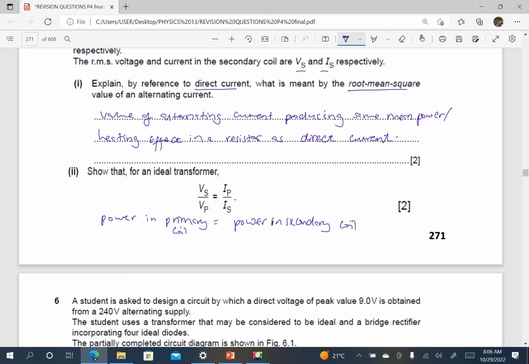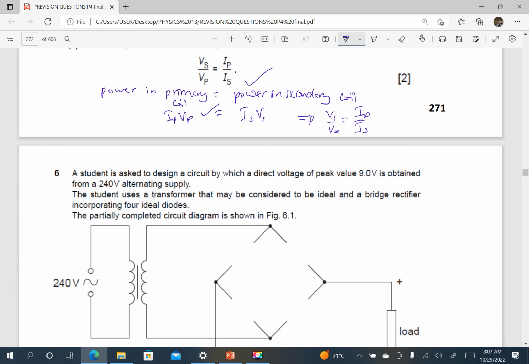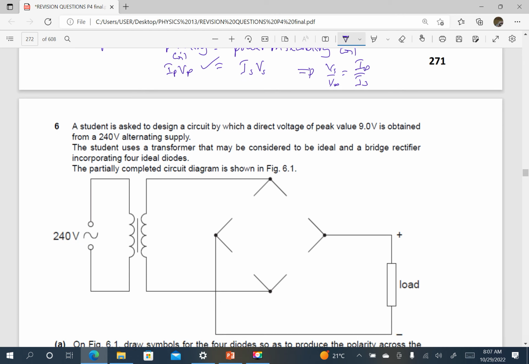This means, since power is IV, we say I primary times V primary is equal to I secondary times V secondary, which therefore implies that Vs over Vp is equal to Ip over Is. The marks are for stating this and that is all, not proving backwards.